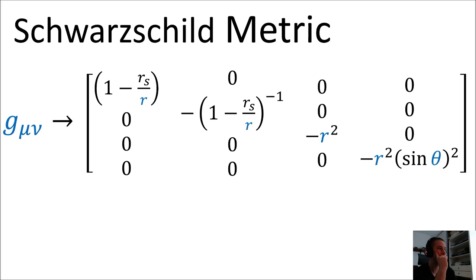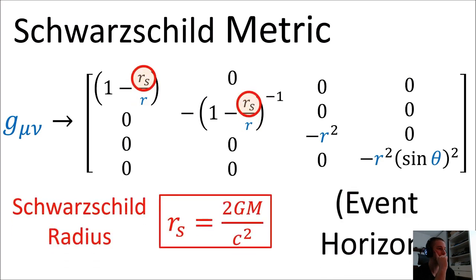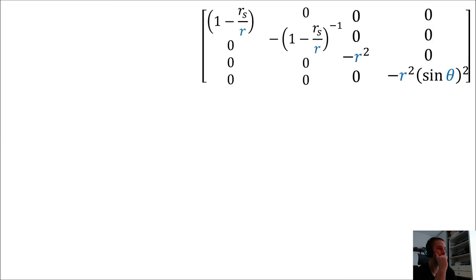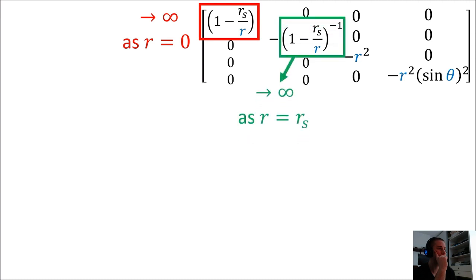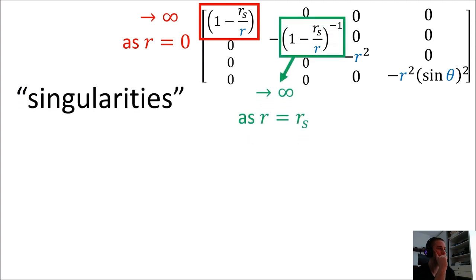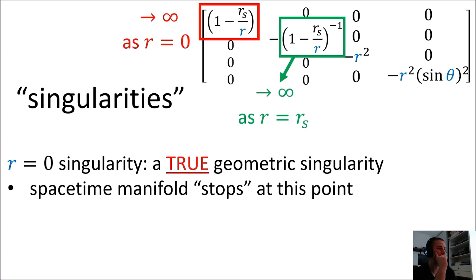The last thing we'll do in this video is to give an interpretation to the Schwarzschild radius Rs, which corresponds to the event horizon of a black hole. You might have noticed that one of the components of the Schwarzschild metric goes to infinity when r equals 0, and another component goes to infinity when r equals Rs. We call these points singularities. It turns out that the r equals 0 singularity is a true singularity in the geometry of spacetime. It's a point where the manifold of spacetime comes together in a pinch and just stops, and our theory of general relativity doesn't make sense anymore.